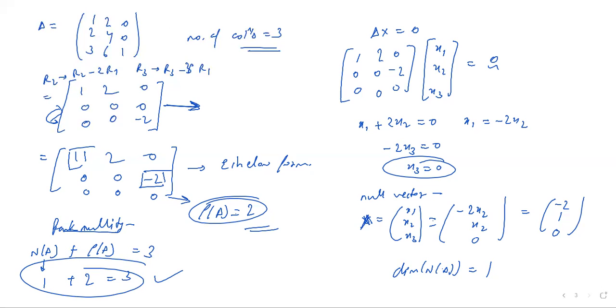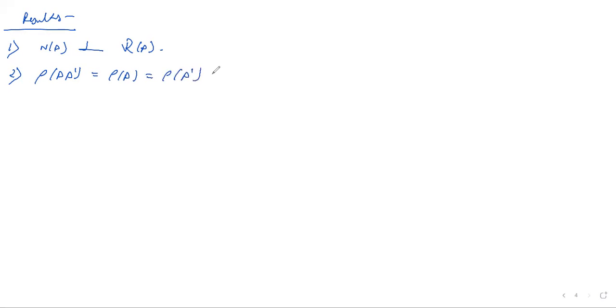Okay, so there are some results on null space and nullity that are like this. The first result is that the null space of A is perpendicular to the row space of A. Okay, we have seen how it is satisfied. And the rank of A times A transpose is equal to the rank of A, and that is equal to the rank of A transpose. Okay, and you can check that.